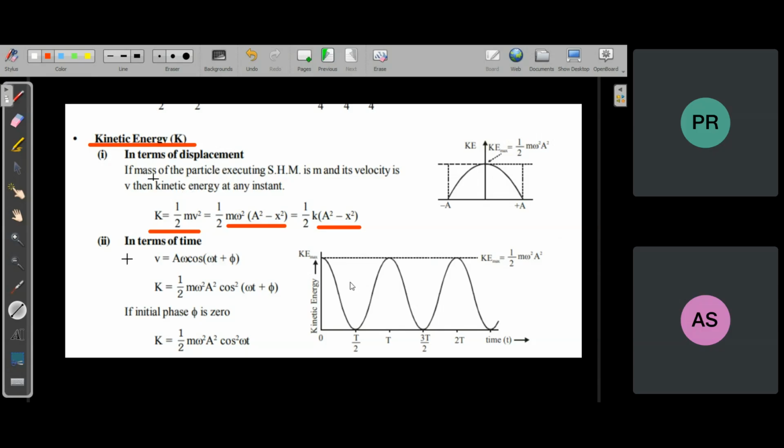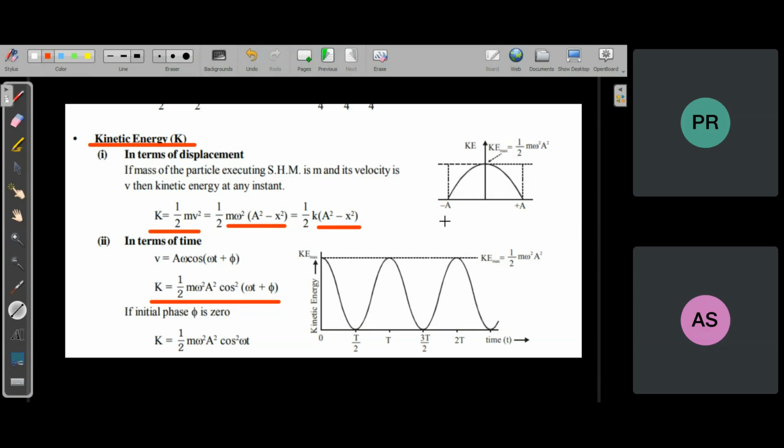If you want that I will find the equation in terms of time, then here in place of x, you just substitute a sine omega t plus phi. That's it. If you will substitute a sine omega t in place of x, you will get the equation of kinetic energy in terms of time, which is this. Look at this derivation and ask your doubt. Look at the graph also.